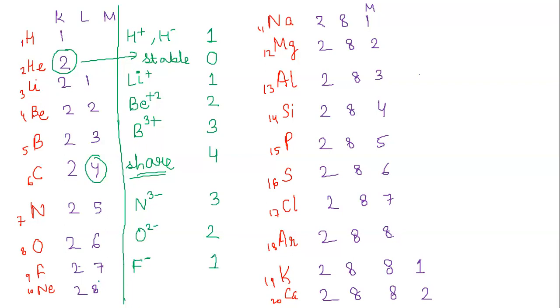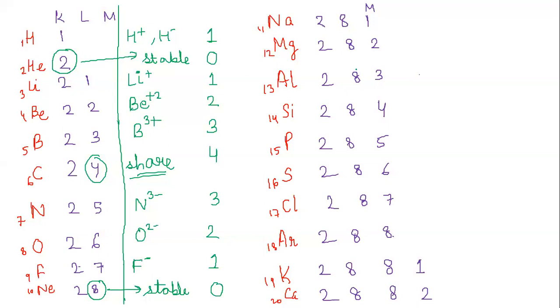Now you can see that neon has a completely filled outermost shell. So it is stable, it will not lose or gain electrons, so its valency will be 0. This much is clear? Yes, ma'am.